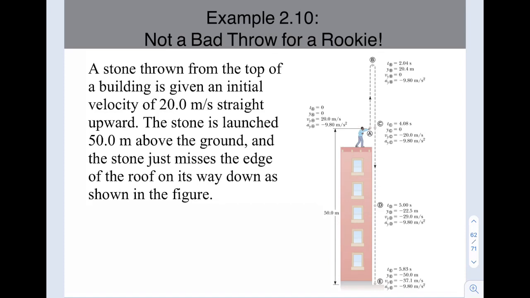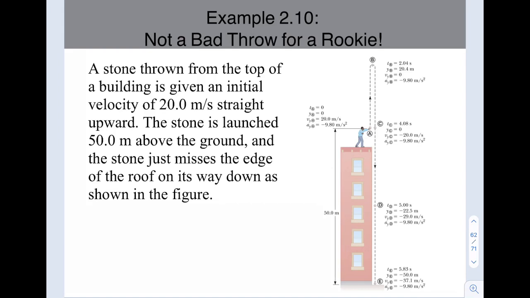2.10. A stone thrown from the top of a building is given an initial velocity of 20 meters per second straight upward. The stone is launched 50 meters above the ground. The stone just misses the edge of the roof on its way down, as shown in the figure.